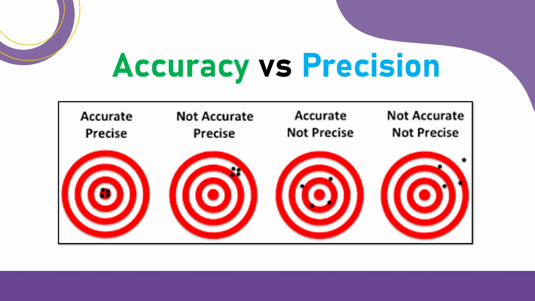Now, let's look at this diagram summarizing the difference of accuracy and precision. Remember, the closer the measured value to the standard value is, the more it shows accuracy. The closer the measured values to each other, the more it shows precision.